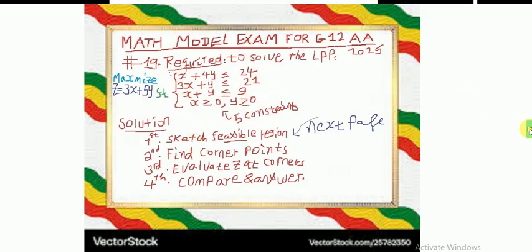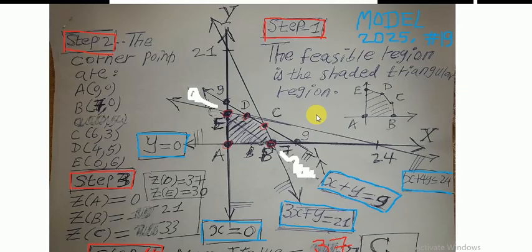The feasible region is the set of all points that satisfy all the inequalities. Those points are points which belong to this shaded region. So this is a feasible region.